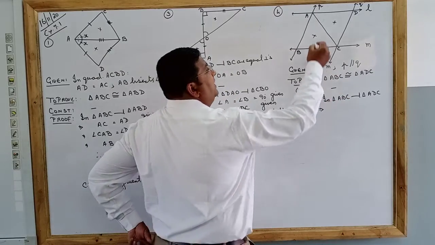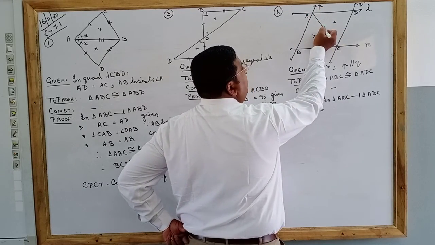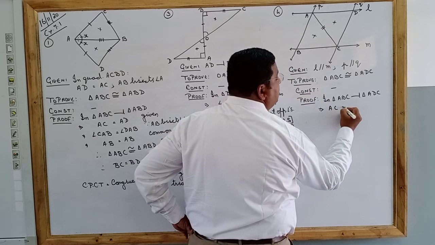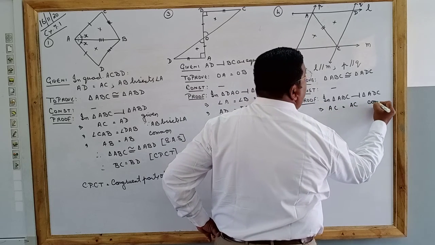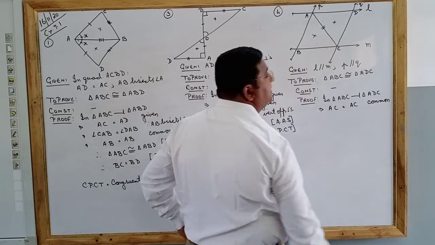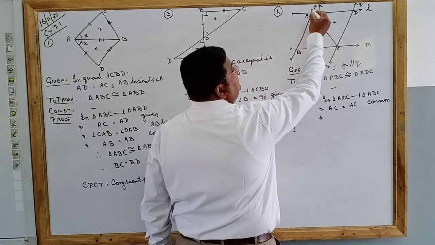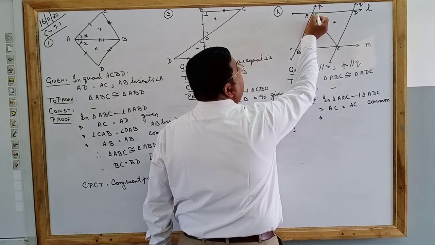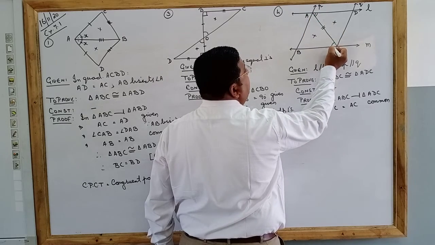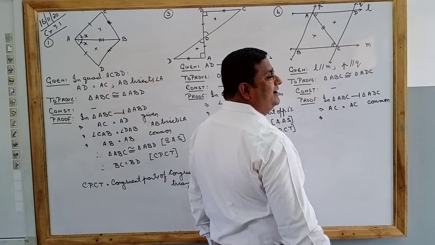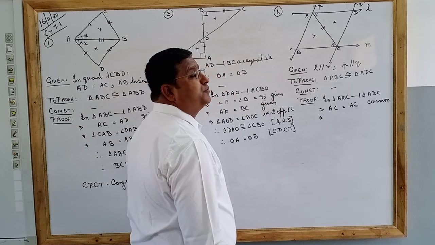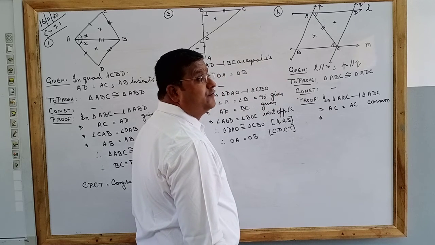See, can you see? Is this side AC common to both the triangles? AC is equal to AC, common. Only observation, nothing else. Right? And then we can see this is a transversal. Is this angle equal to this angle? Alternate interior angle. We have used this property. Page number 100 of your textbook.